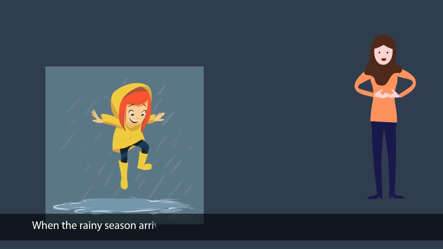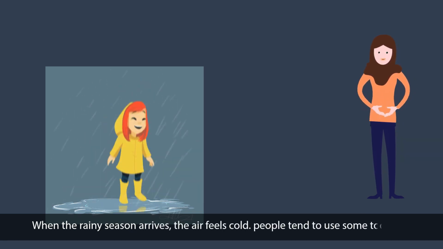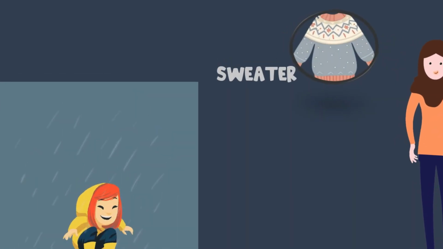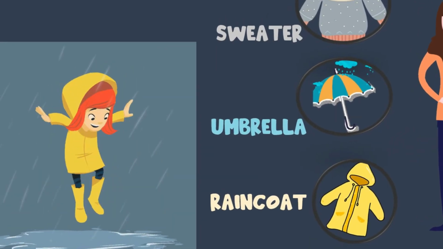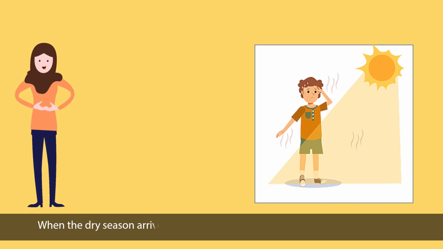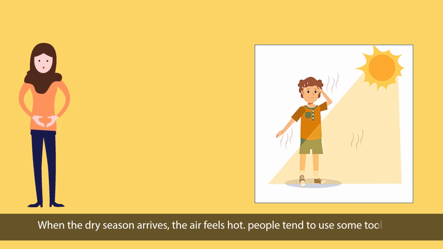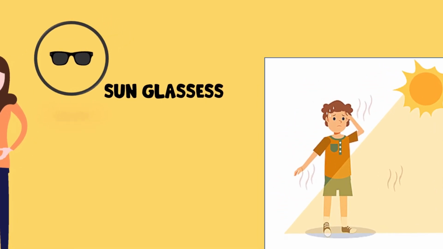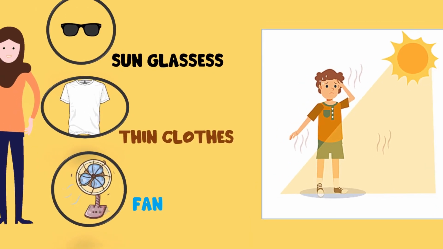When the rainy season arrives, the air feels cold. People tend to use some tools like sweater, umbrella, and raincoat. When the dry season arrives, the air feels hot. People tend to use some tools like sunglasses, thin clothes, and fan.